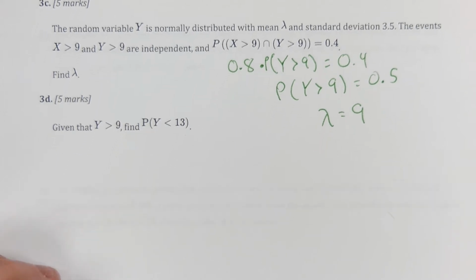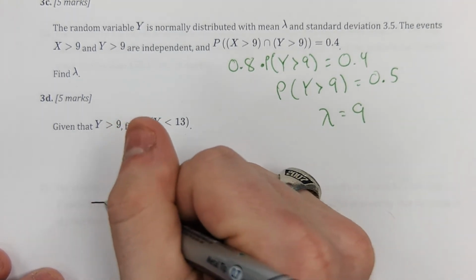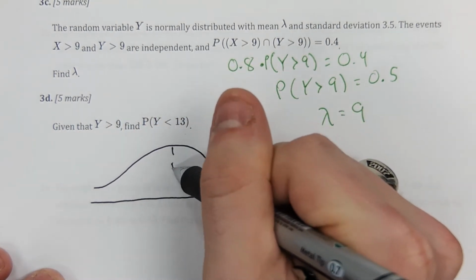Given that y is greater than 9, I'm going to be honest with you, I kind of need a picture. I've been keeping too much in my head. So let's do this. We know that lambda is right here.